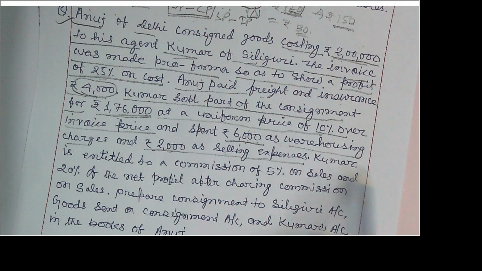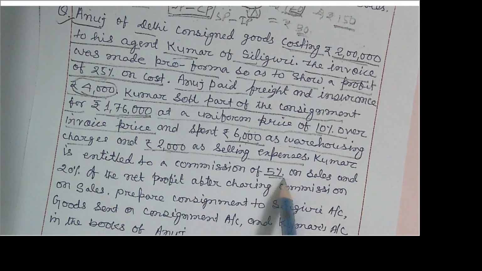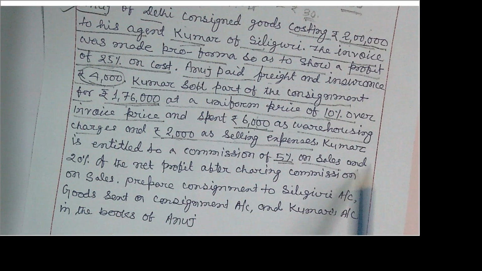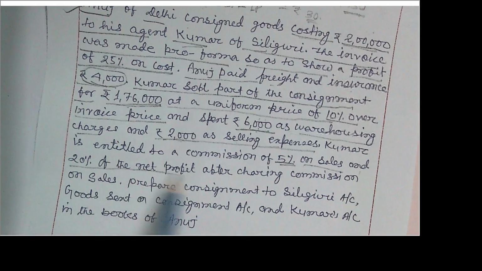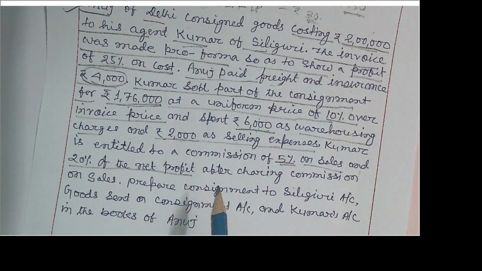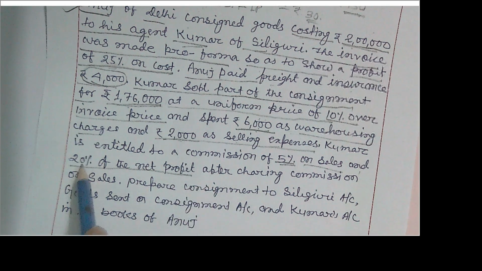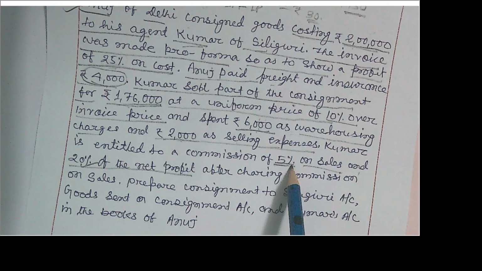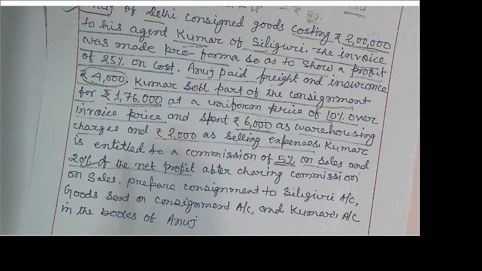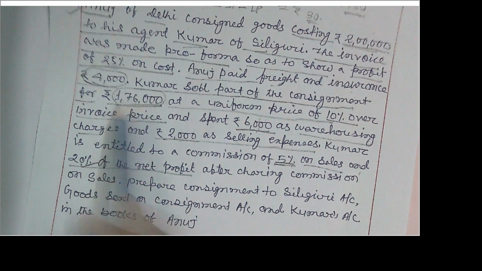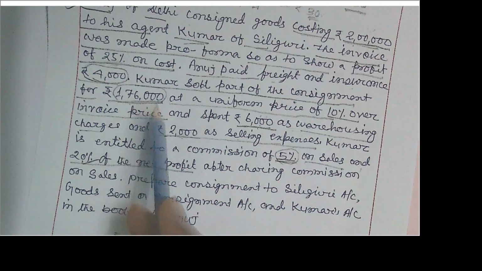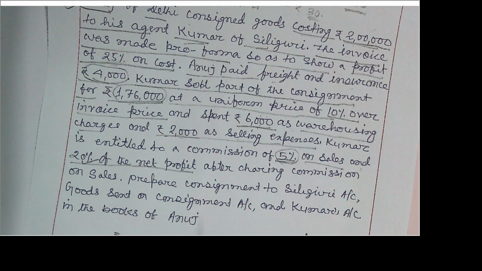And thereafter he is entitled to a commission of 5% on sales. So he is getting an ordinary commission of 5% on sales and 20% of net profit. That means he will get a 20% share of profit of the consignment business, and a sales commission of 5% of the total value of goods sold. It is clear that 1,76,000 is the value of goods sold by him, so he will get 5% commission: 1,76,000 into 5 by 100.